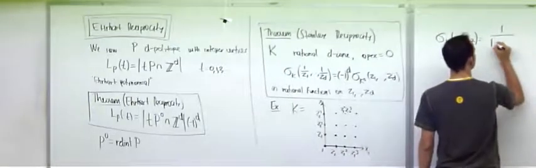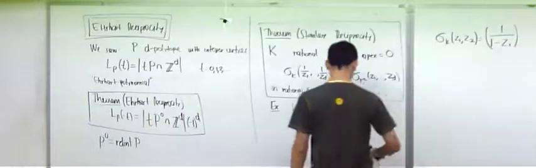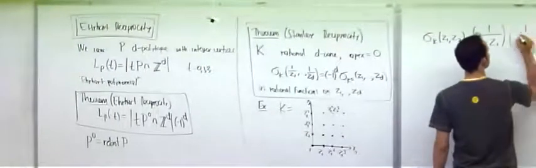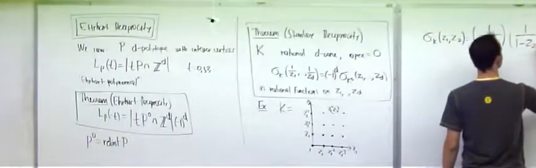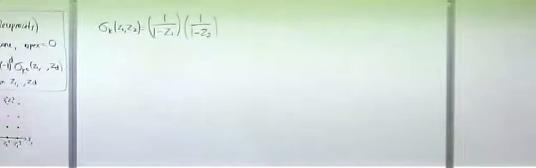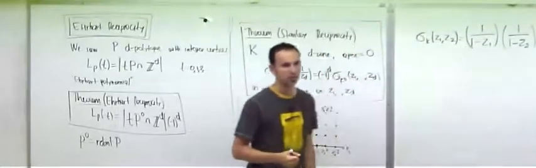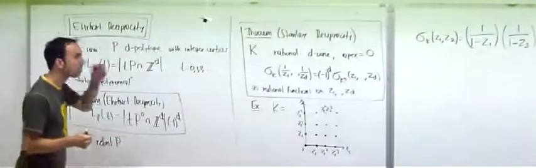So what I have here is the generating function for the x1 axis. For the x2 axis, I'm going to get 1 plus z2 plus z2 squared, and so on. So I get this, and then if I multiply these two things, then I know that every point in this cone can be written uniquely as a point on the x1 axis plus a point on the x2 axis. So when I multiply these two things together, I'm going to get exactly my answer. Okay?